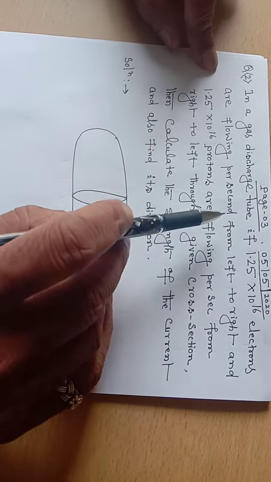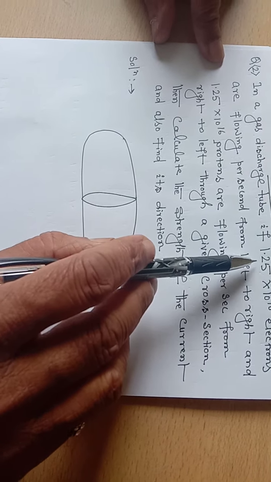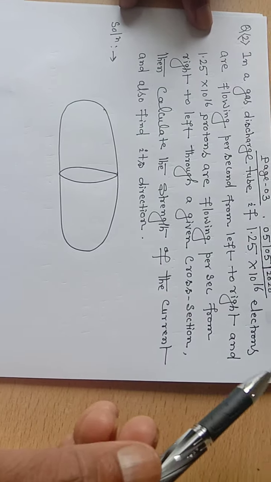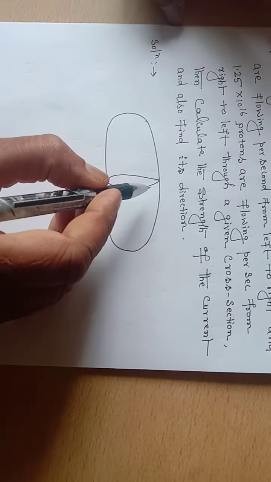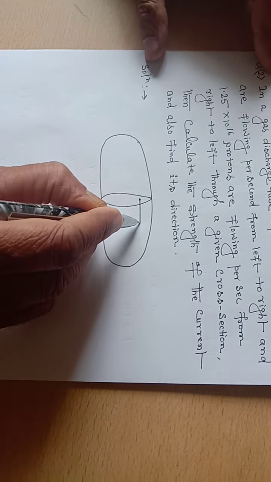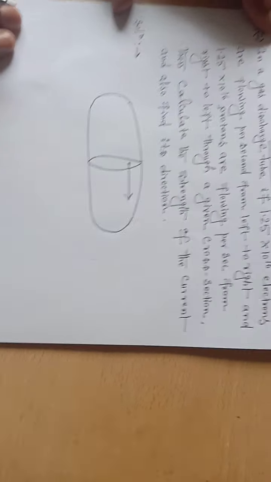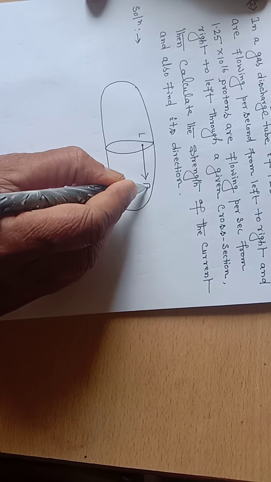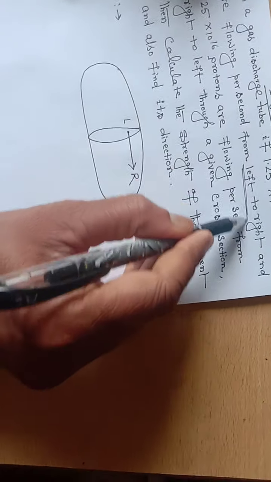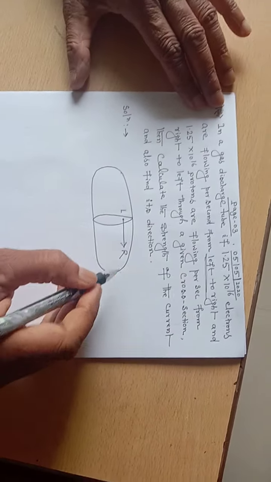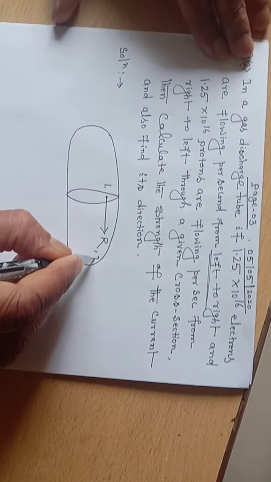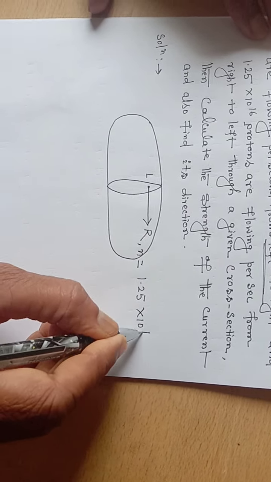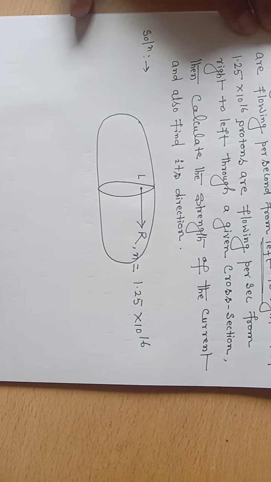In this question, in this gas discharge tube, 1.25 into 10 to the power 16 electrons are flowing per second from left to right. So, this is your left. From your left, electrons are going towards right through this cross section area. This is your left and this is your right. Electrons are going from left to right. And the number of electrons, N, is equal to 1.25 into 10 to the power 16 total electrons are going.